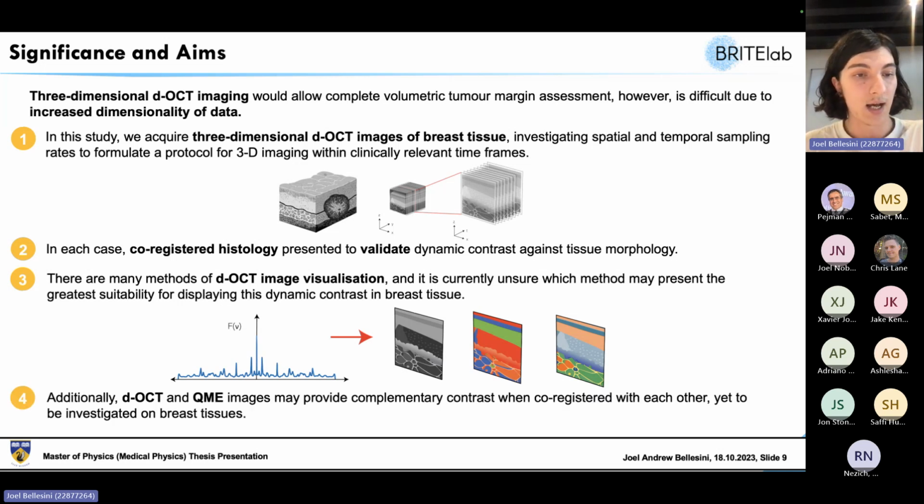And then finally, by comparing 2 functional extensions on OCT, so dynamic OCT and QME, we perform both of these on a given sample and test to see if this may provide complementary contrast when co-registered with each other. Essentially contrast derived from different functional origins in breast tissue. And this, again, is something which is yet to be investigated on breast tissues.